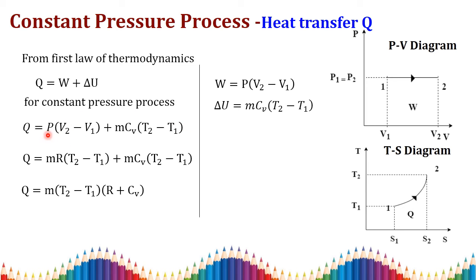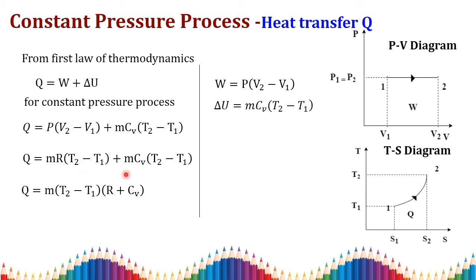I am just replacing PV2 is equal to mRT2 and PV1 as mRT1. In that relation, m and R are constant. So taking them outside, you can rearrange the equation so that Q is equal to mR into (T2 minus T1) plus mCv into (T2 minus T1). Considering these two terms, m and T2 minus T1 are constants.